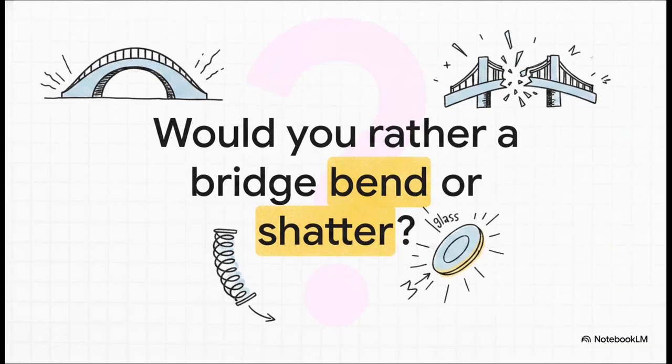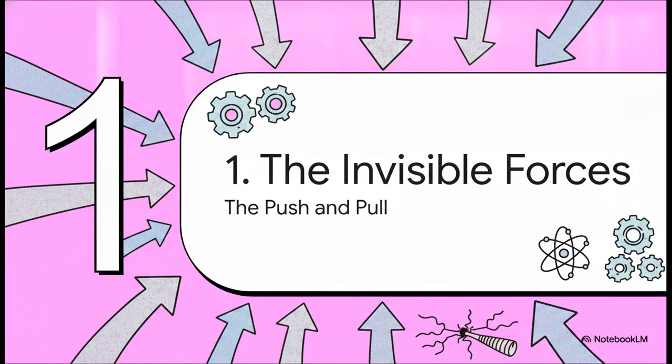So think about this for a second. Would you rather a bridge bend like a giant piece of taffy or completely shatter like glass? I know, it sounds like an extreme choice, but this is the exact stark contrast in mechanical behaviors that engineers have to consider every single day. So today, we are going to compare ductile and brittle materials using some really simple analogies to explain their highly unique mechanical behaviors. Let's start with Section 1, the invisible forces, understanding the push and pull.